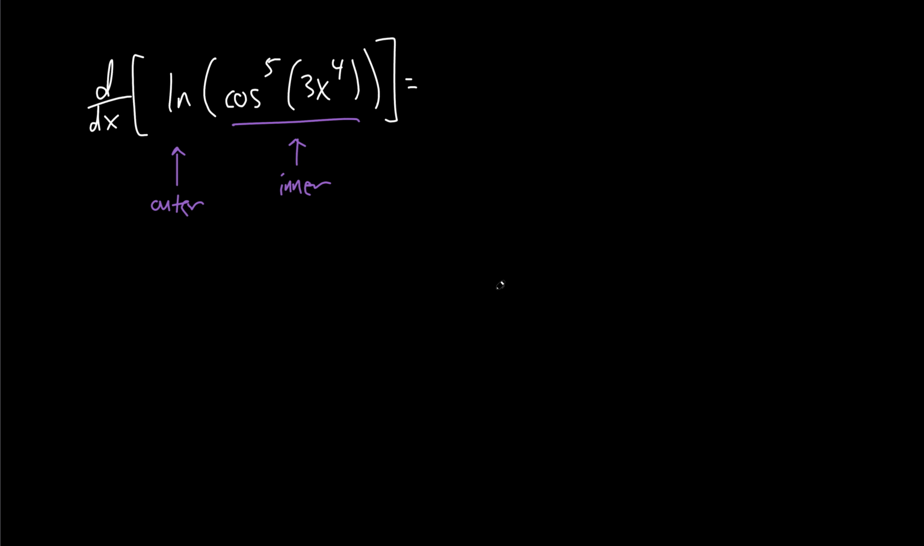So doing the first chain rule, hopefully we see that there are multiple chain rules that are going to happen here, but the first chain rule gives us the derivative of natural log, derivative of the outside function. We know derivative of natural log is 1 over that thing. So if it's ln of x, it's 1 over x. If it's ln of this blob, it's 1 over that blob. So 1 over cosine to the power of 5 of 3x to the 4 times the derivative of the inside.